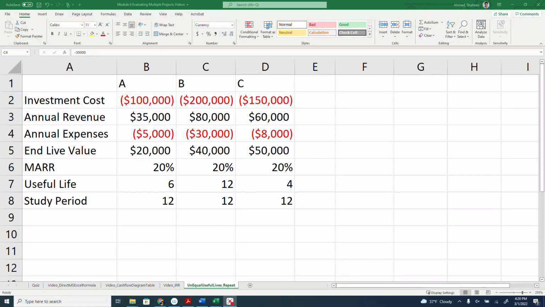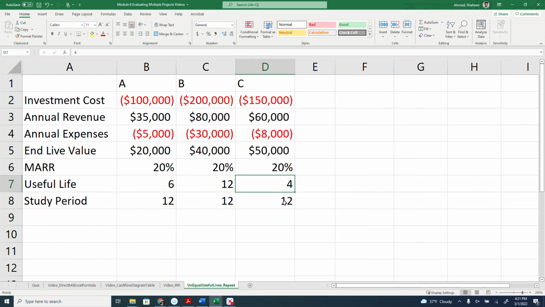Comparing multiple alternatives or multiple projects whose useful lives are not exactly the same. In this case, we are comparing these three projects, where A goes for 6 years, C goes for 4 years. So there are two ways you can solve this problem.